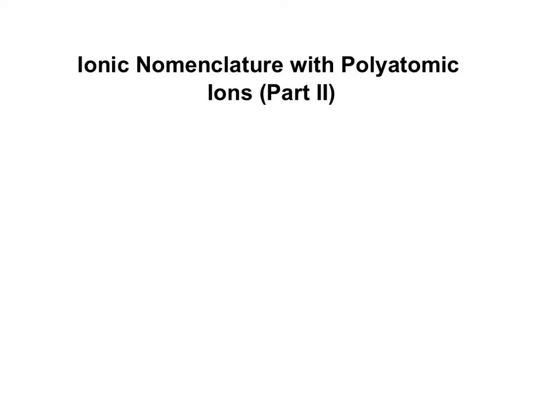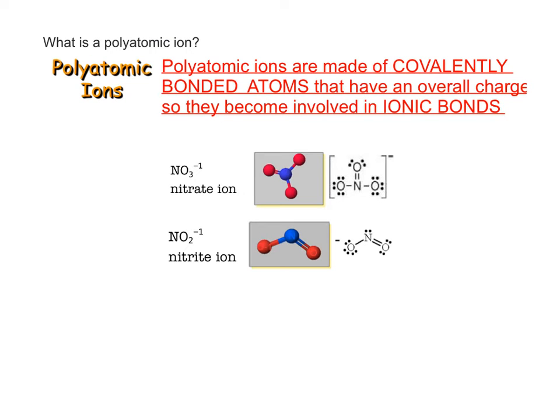Alright guys, today we're going to be adding on to ionic nomenclature. We're going to be adding something called polyatomic ions. Polyatomic ions are a group of atoms that are covalently bonded together, and the whole group of them has an overall charge. And so they're going to be in ionic bonds because they are ions.